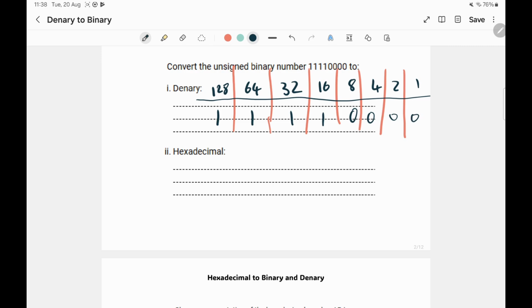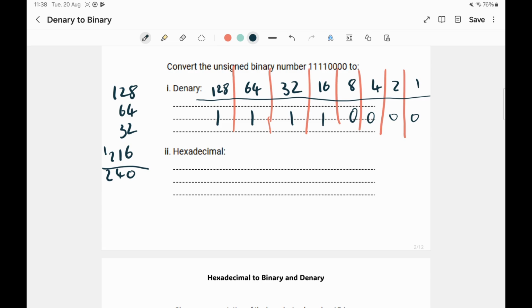All we've got to do is add up any number that has a 1 in it. So we've got 128, 64, 32, and 16. Add them up as normal, and we've got 240. Okay, which makes sense because the maximum number you can get is 255 if every single one is filled in.